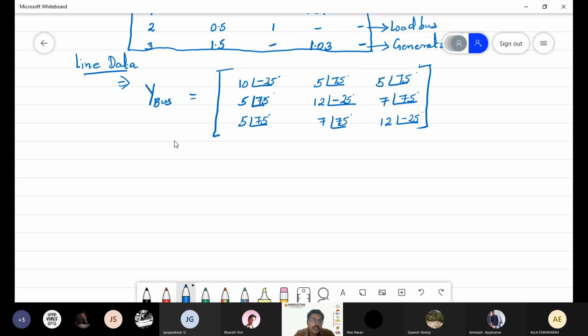Here you can write, according to Newton-Raphson, the change in real power is directly proportional to the change in rotor angle. And similarly, the change in reactive power is directly proportional to the change in voltage. Right? By using that, you need to form the Jacobian matrix. So once you know how to form the Jacobian matrix, then we can proceed to the next.